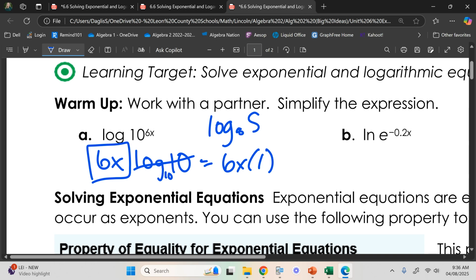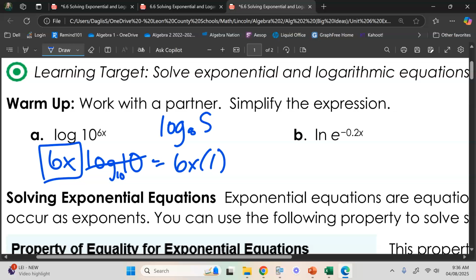So that's your common log. When there is no base written, it's going to be a 10. Kind of like if we don't write an exponent, it's there, but it's just the number 1. It's the same kind of idea. Square roots, you put the little 2 out there, but we know it's there. Same kind of thing. All right, so keeping that in mind, how about part B?